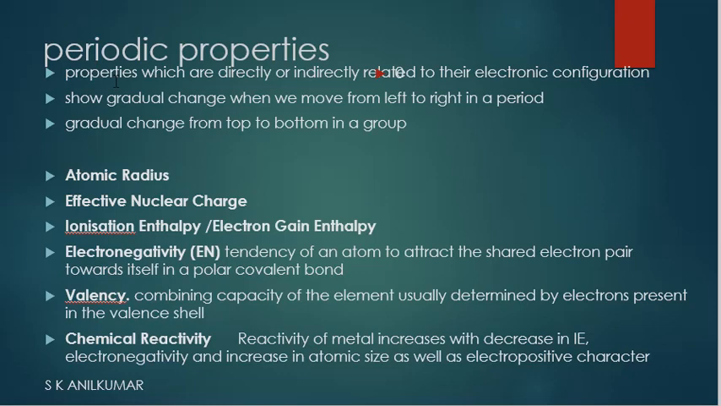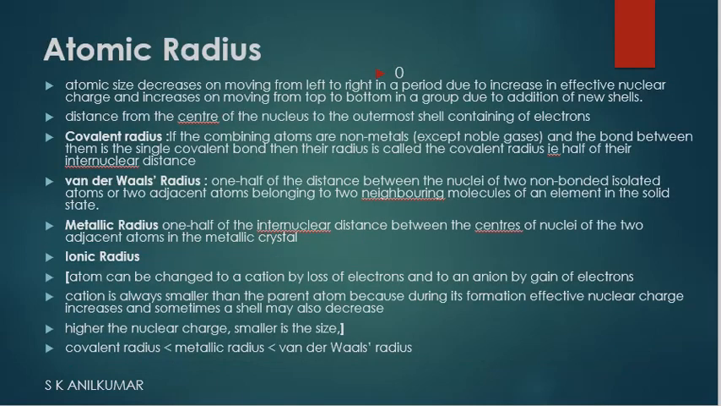Reactivity increases when electronegativity increases, or with an increase in atomic size or electropositive character. So this is chemical reactivity: reacting with other materials, for example, a metal reacting with acids and bases. That is possible when there is electronegativity, electropositivity, covalent electrons, or an increase in atomic size. Okay, coming to atomic radius.